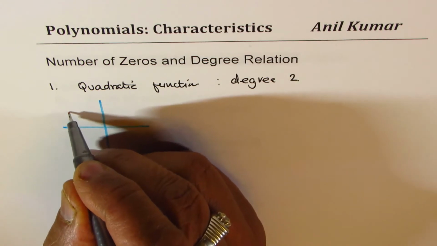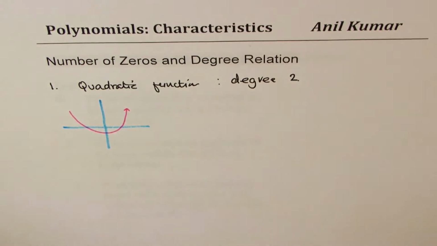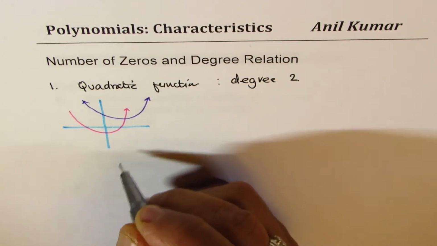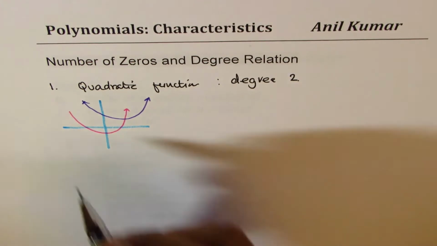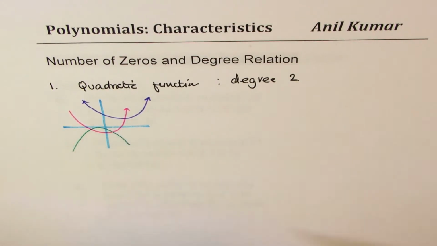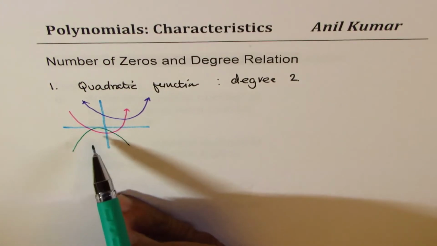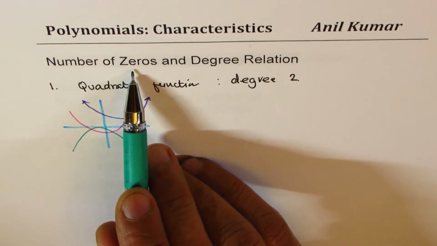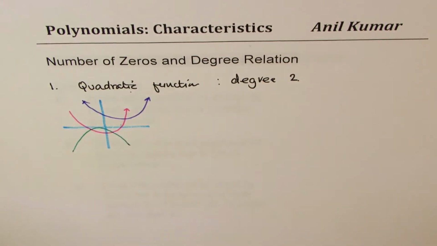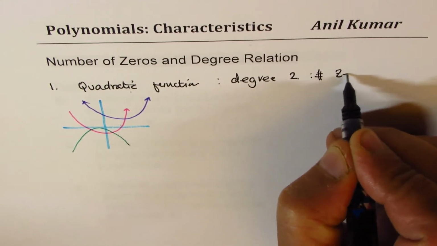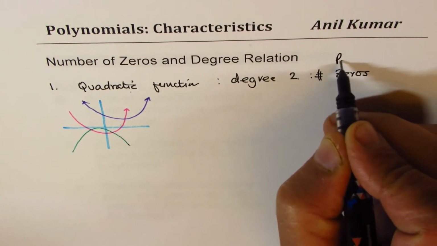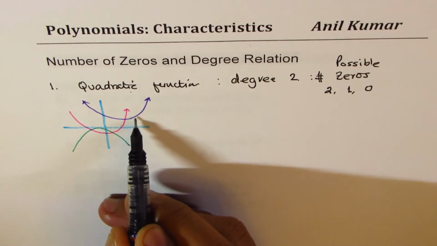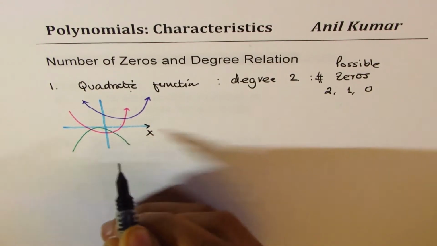The possible sketches for a quadratic function could be, we could have a parabola kind of like this, right? We could have a parabola which could be kind of like this, or we could also have a parabola which could be kind of like this. There are these different kinds of scenarios. What I'm trying to show here is that for a quadratic function of degree 2, the number of possible zeros could be 2, 1 or none, right? Do you see that? So no zero, since it does not cross the x-axis, correct? So no x-intercept.